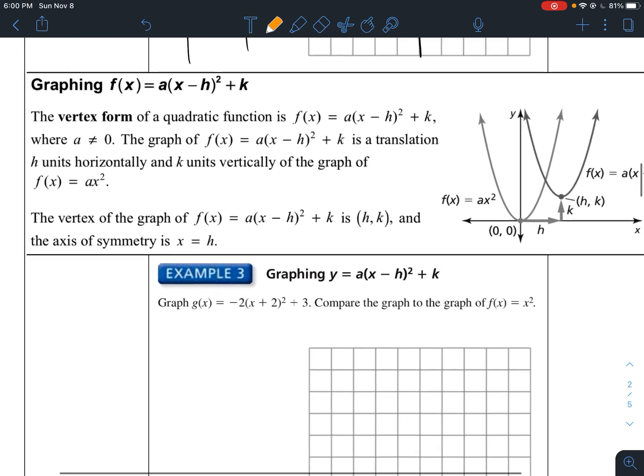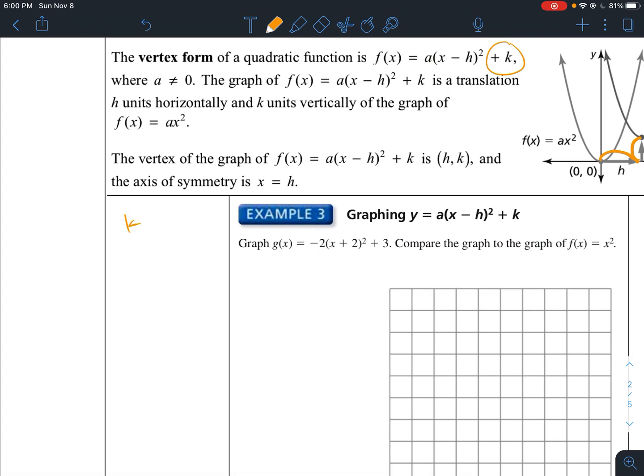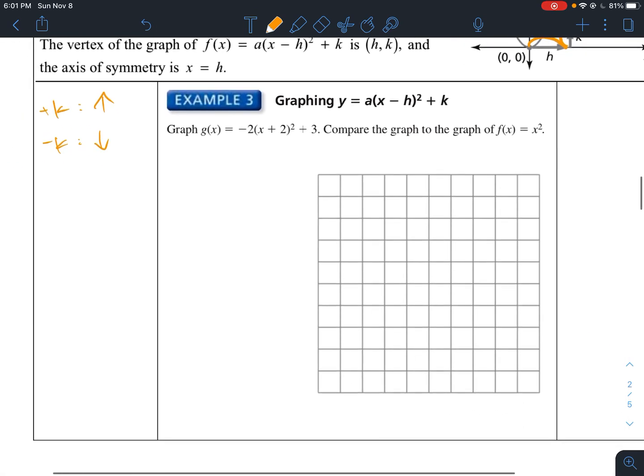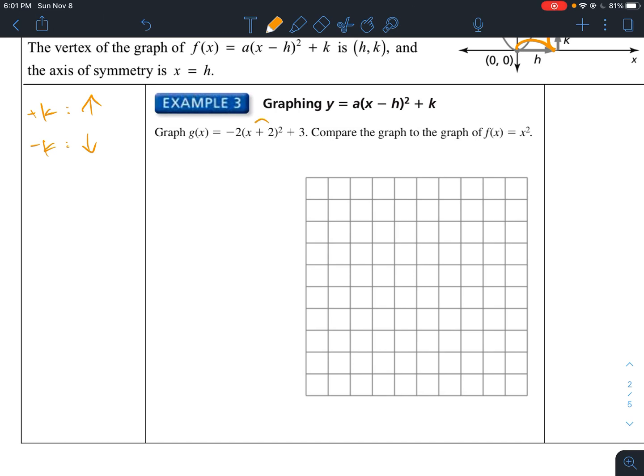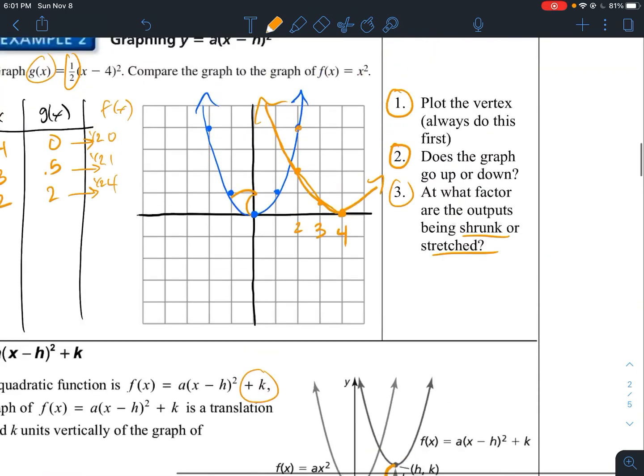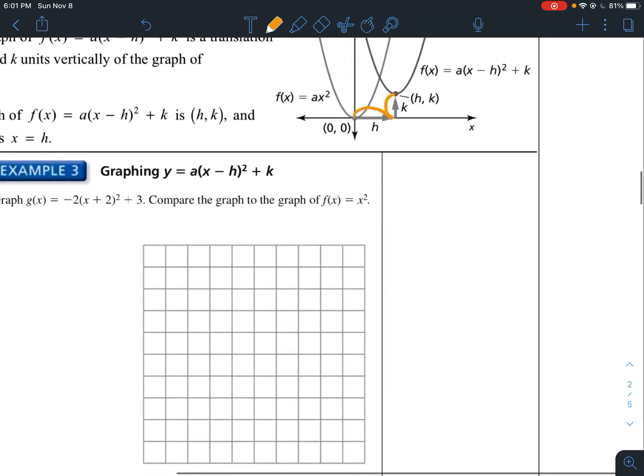So in this case, you will have a horizontal shift and a vertical shift. So if k is positive, you go up. If k is negative, you go down. So in this example, you can see that we have a horizontal shift, a vertical shift, and we have an a value. Okay, so if we follow the process that we lined up here, the first thing that we want to do is to plot the vertex.